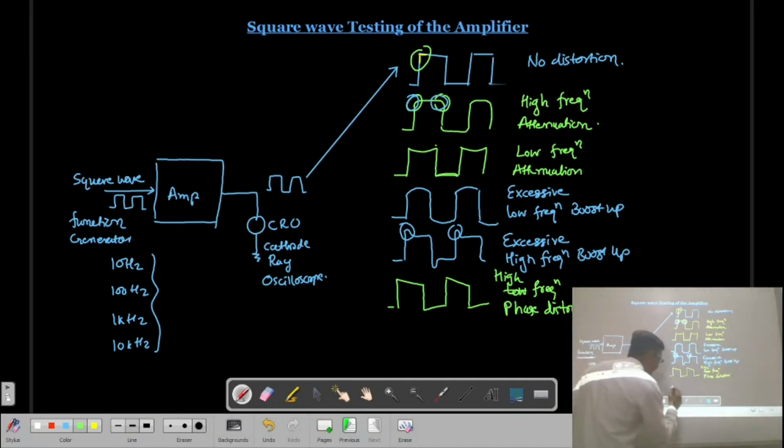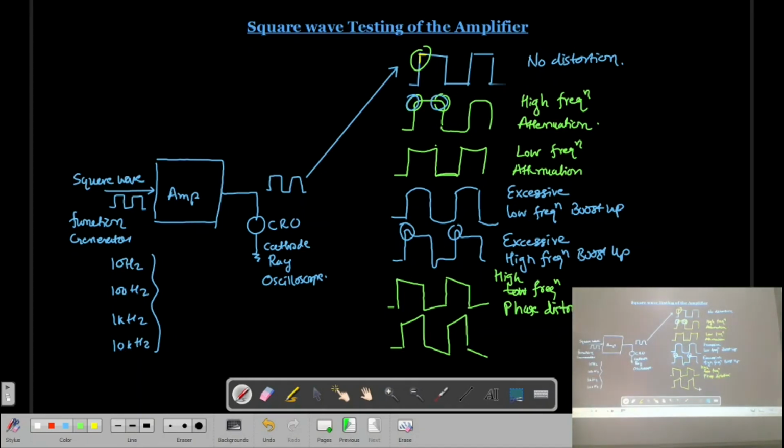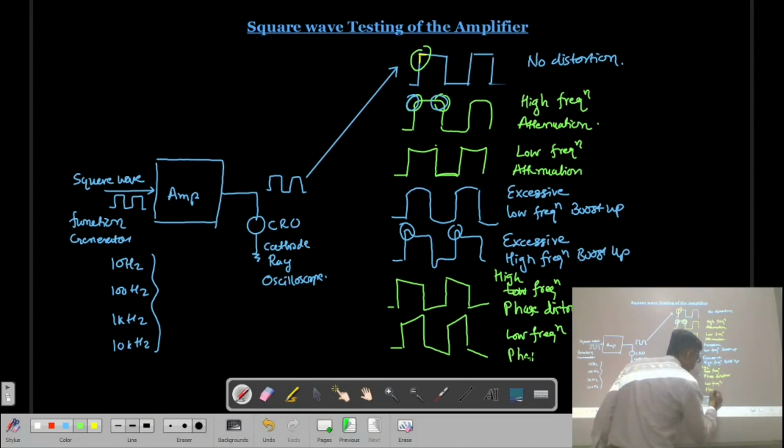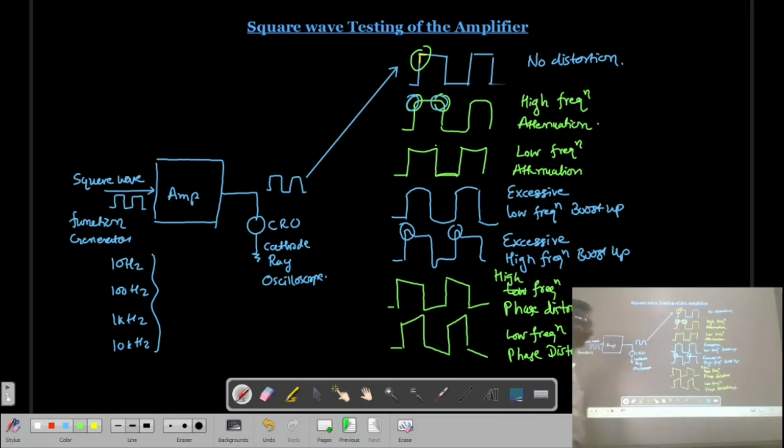Now instead of that, if we have the line like this, a line with a positive slope, then this is representing a low frequency phase distortion. It is a low frequency phase distortion. Correct?